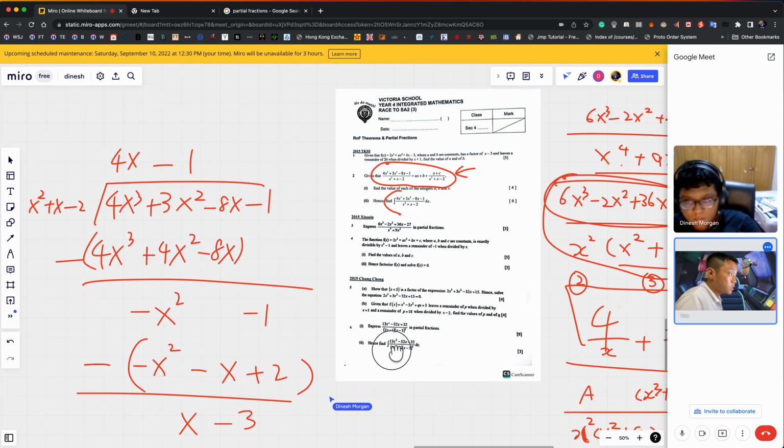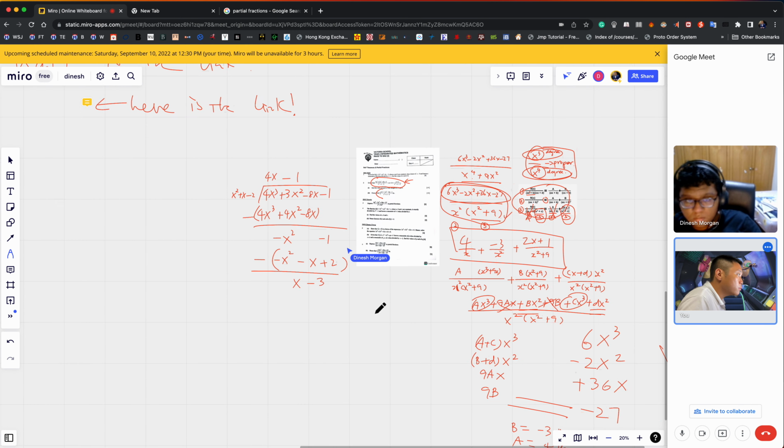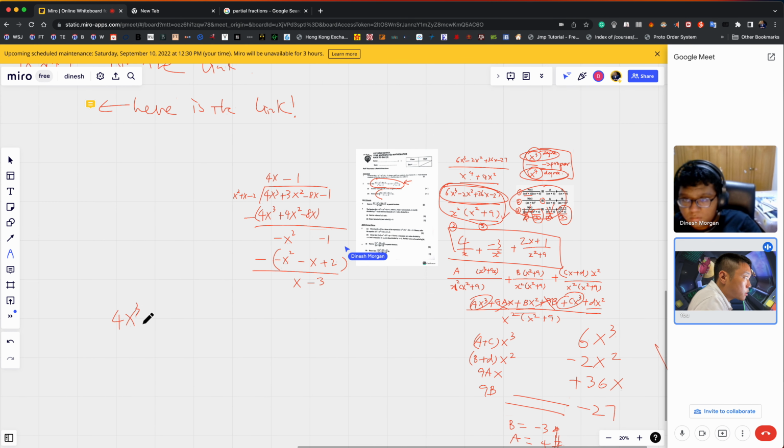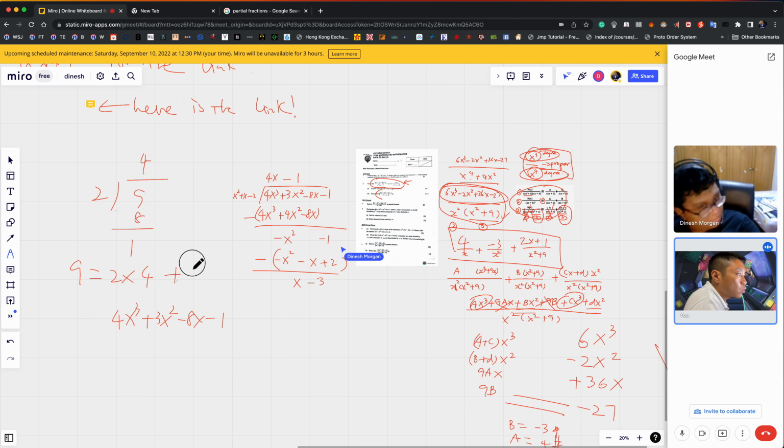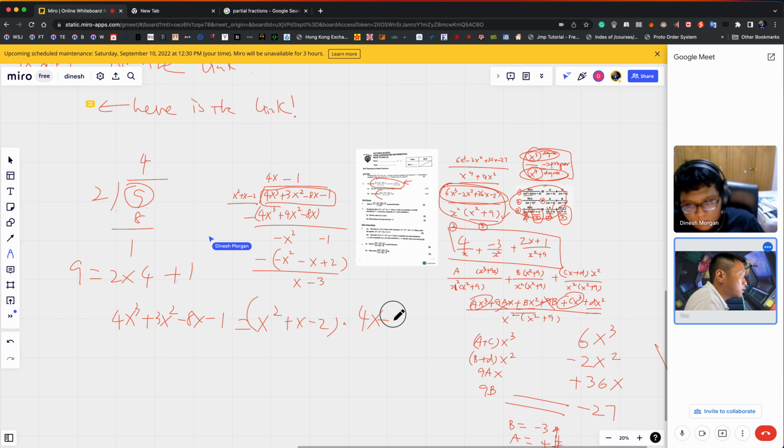With this, let me just zoom in. So this is 4x cubed plus 3x squared minus 4x minus 1, right? How I read this is I give myself a simple example. I put a 4, I get 8 is 1. So 9 is equal to 2 times 4 plus 1. Therefore my nine is this whole thing. This is my divisor, x squared plus x minus 2, times this quotient, plus the x minus 3. So far so good?